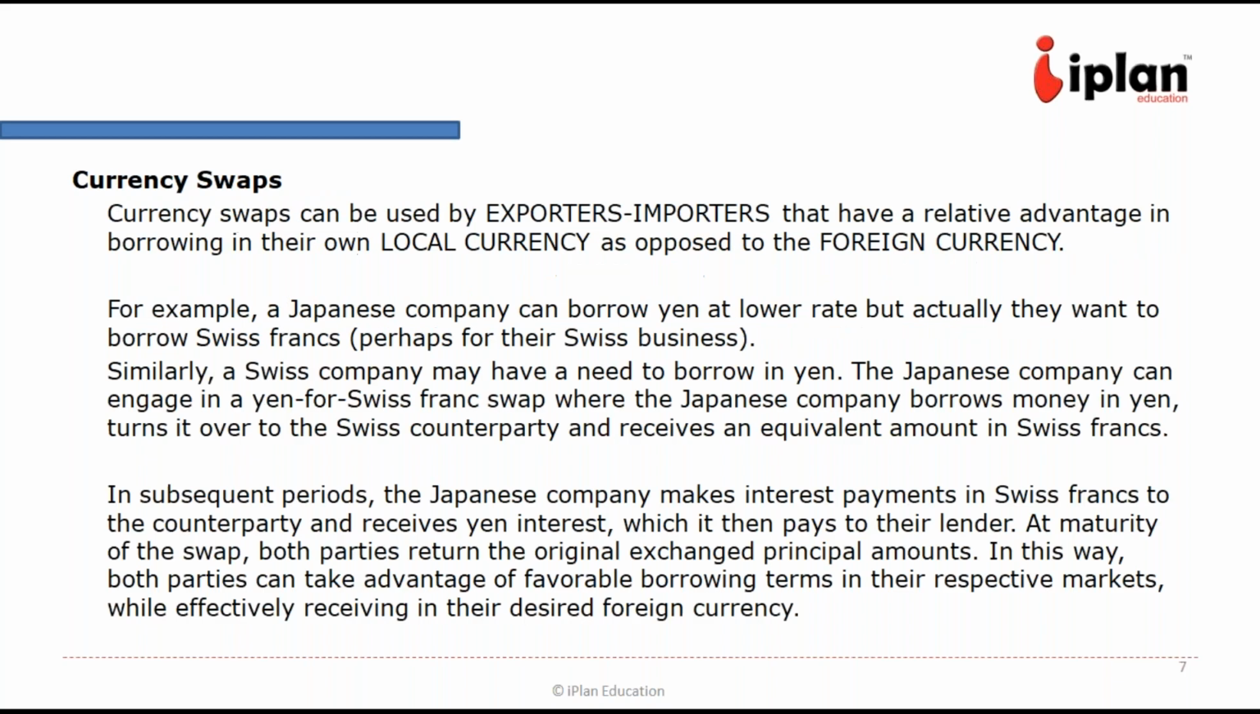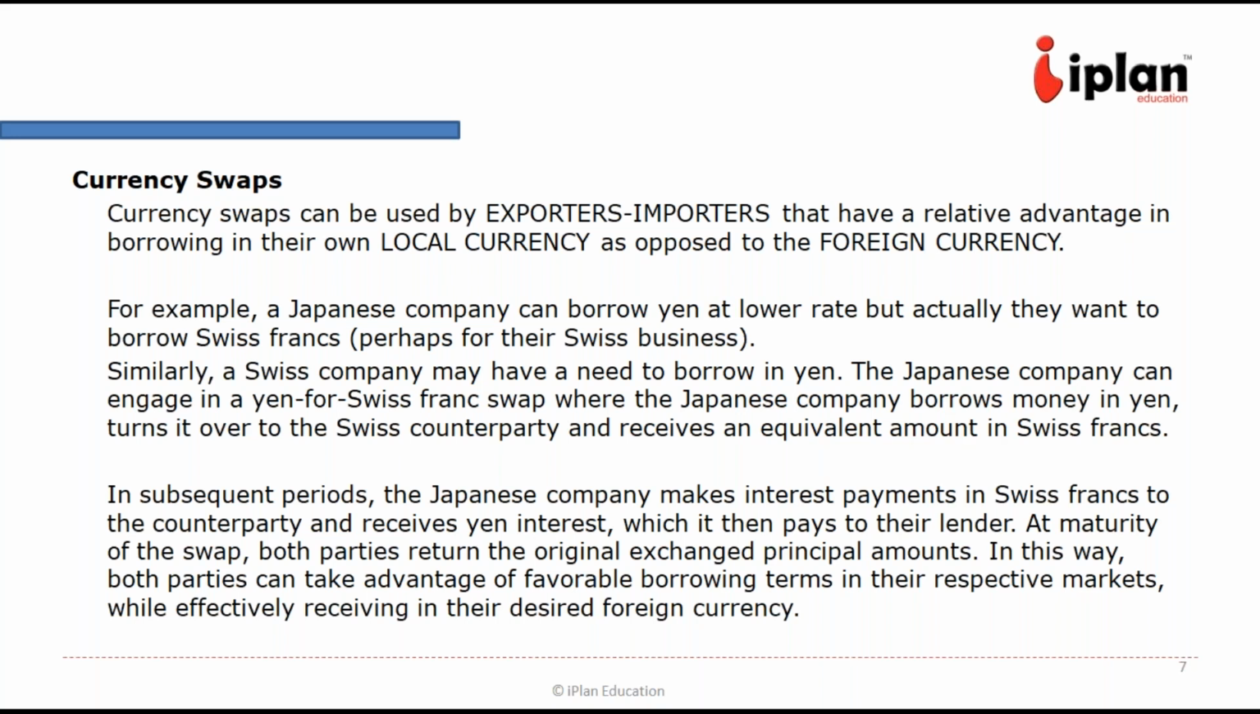Now, likewise, we have currency swaps. Now, what are currency swaps? Currency swaps can be used by importers and exporters, because some exporters or importers have a relative advantage in borrowing in their local currency. So if I'm an exporter, I can take a local INR loan easily, and maybe at a lower price, as compared to going to Japan or the US and taking a foreign loan there.